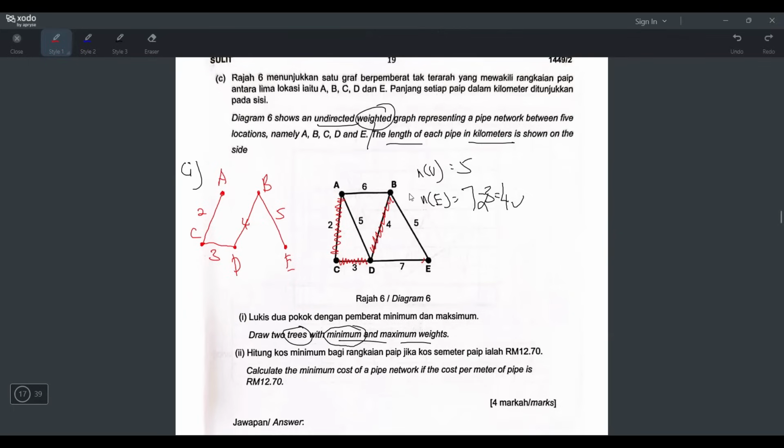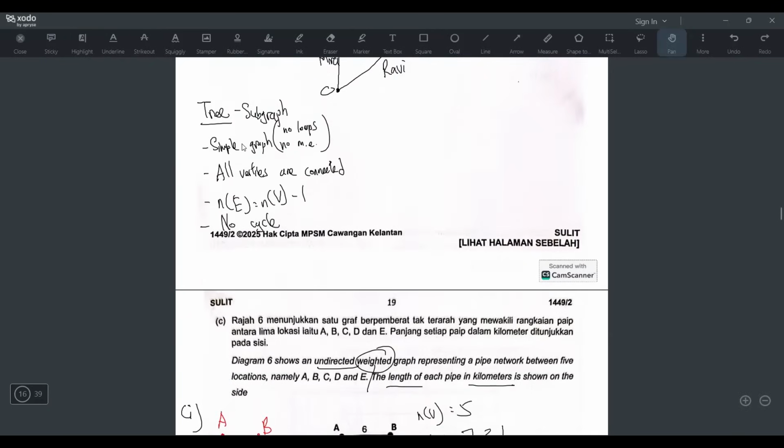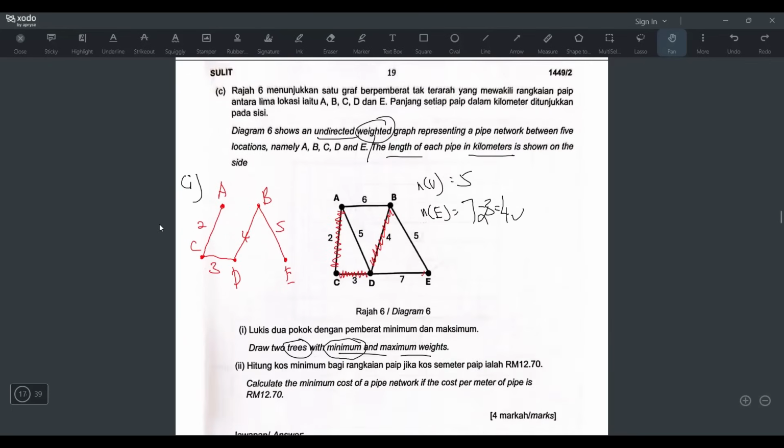Now, after you erase the 3 edges, you end up with only 4 edges left. So now your NE is NV minus 1. But you also have to check whether it's a simple graph, and also it cannot have a cycle, and also all vertices must be connected. And as you can see, this is not a tree, because if you draw this graph, you end up getting something like this, which already has a cycle, so cannot. And also the C is isolated. I told you already, a tree cannot have an isolated vertex.